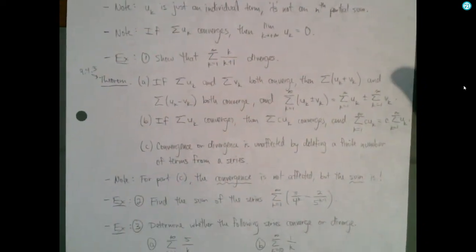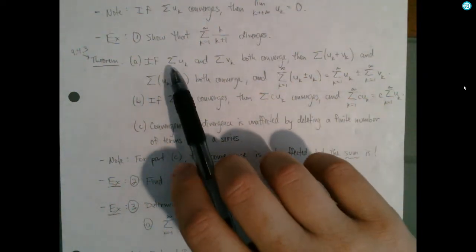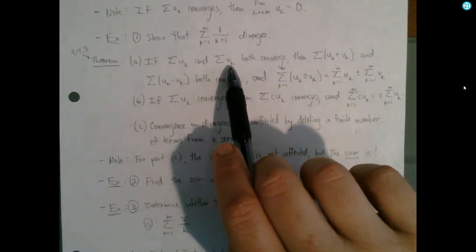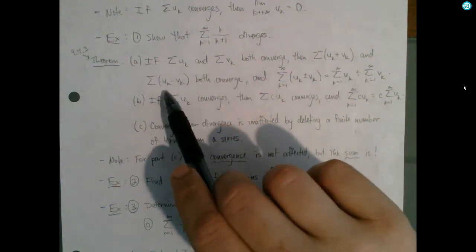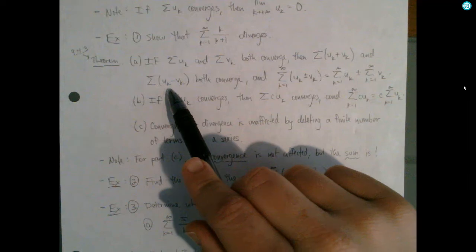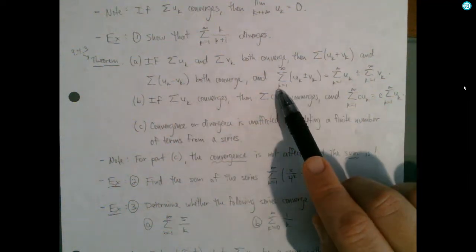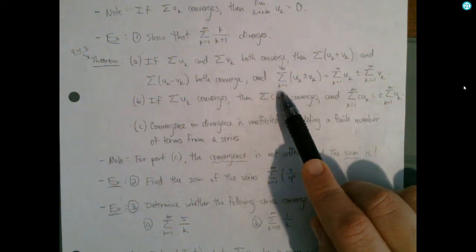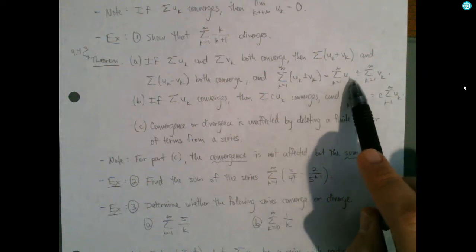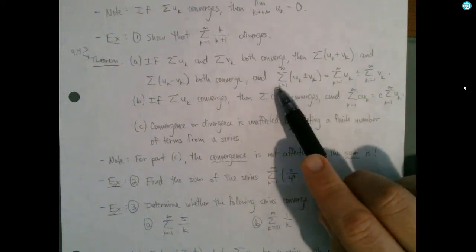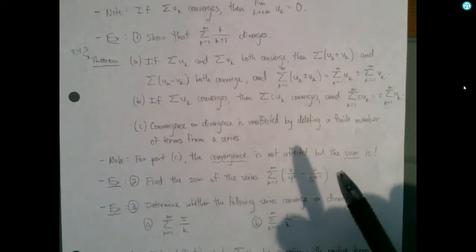Okay, here's another important fact about series. If you have two series, sum of U_k and sum of V_k, and they both converge, then their sum will converge and their difference will converge. And not only that, but you can distribute the summation, right? So the sum of U_k plus V_k is the sum of U_k plus the sum of V_k. And the sum of U_k minus V_k is the sum of U_k minus the sum of V_k, right?